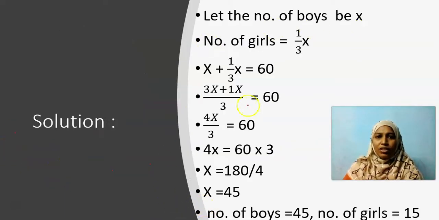We will have an equation x plus 1/3x is equal to 60. My dear children, take down this equation, try to work it out, transpose everything. See here again, cross multiply only, nothing special. 3x plus 1x by 3. We get 4x by 3. Then all other things you know and you will find the answer as 45 and 15.